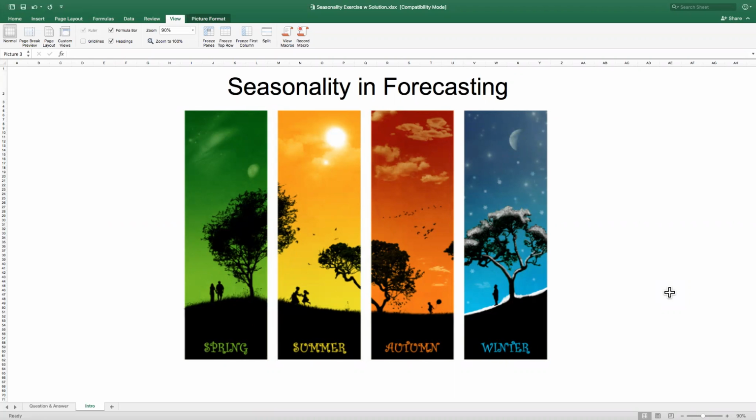Let's just start by dispelling a myth that seasonality is actually related to the seasons. I think we use that term seasonality, and the way that we interpret it in forecasting is really that there is some repeatable pattern to it.